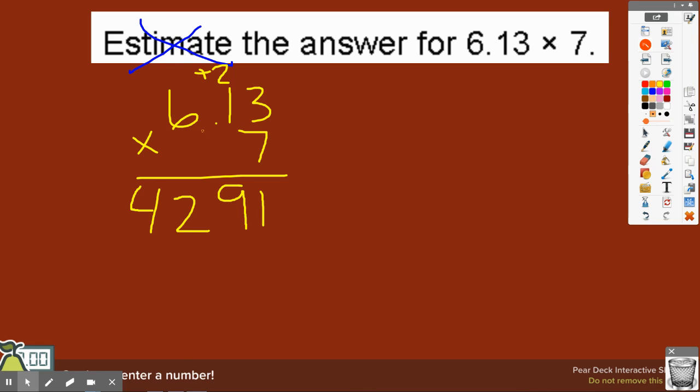So now that I've done that, I start paying attention to the number of digits behind the decimal, which is 2. So I need 1, 2. So my decimal should go right here, 42 and 91/100ths.